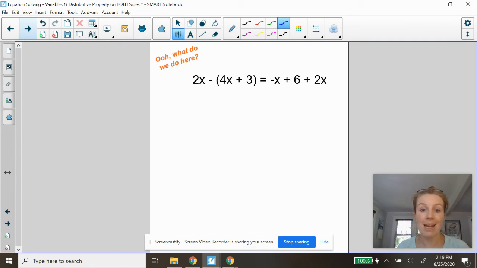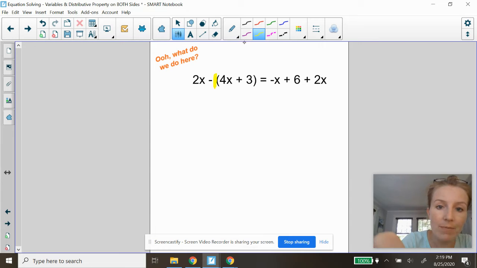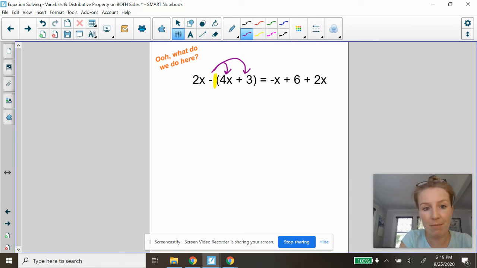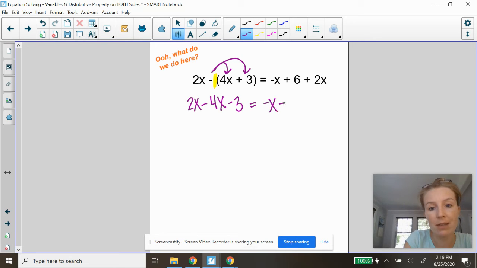Okay, you'll notice here that now we have the distributive property, which means we have some simplification that has to happen on each side before I start moving anything. So let's do that. Remember that right here, there's an invisible negative 1. So we need to distribute this negative 1 to everything inside my parentheses. So I'm going to end up with 2x minus 4x minus 3 equals negative x plus 6 plus 2x.